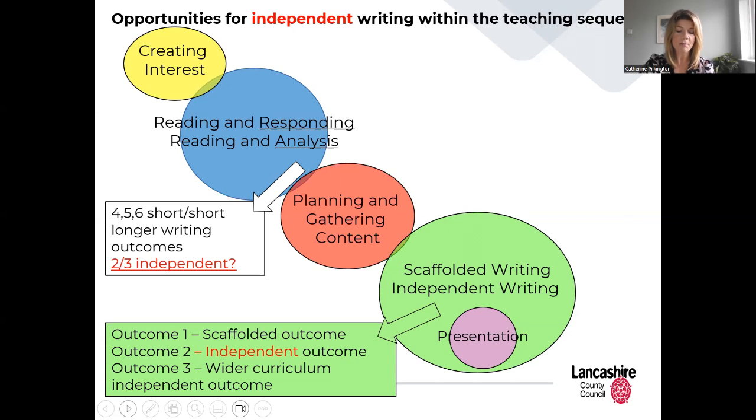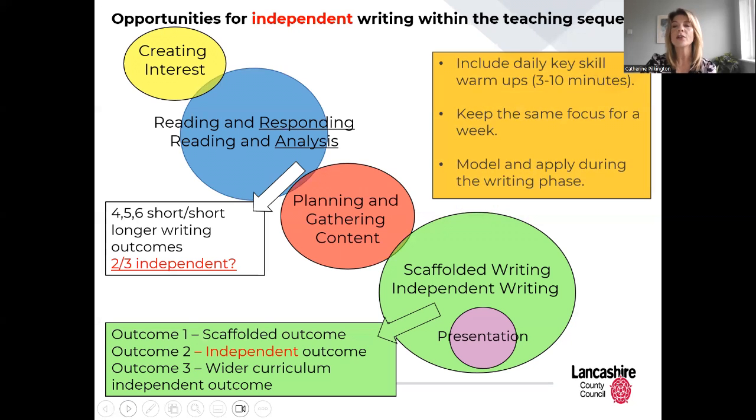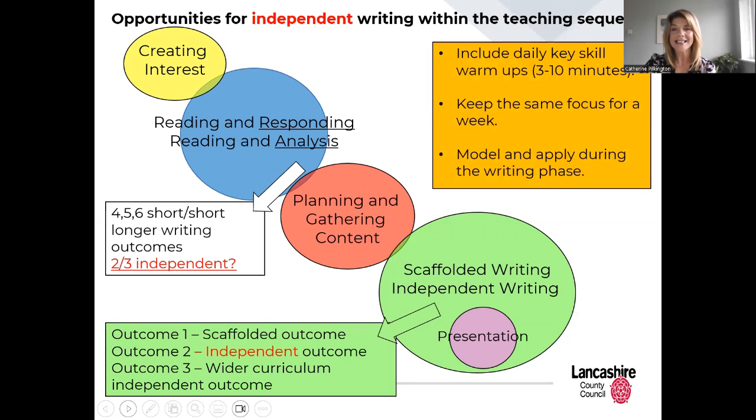Outcome 1, which is the modelled extended outcome. Outcome 2, which is the independent extended outcome. And sometimes, if you can, and this is more normal with your non-fiction outcomes, a wider curriculum independent outcome. We also want to see these short and extended pieces of writing focused very carefully on age-appropriate writing skills. So we would suggest a daily key skills warm-up.